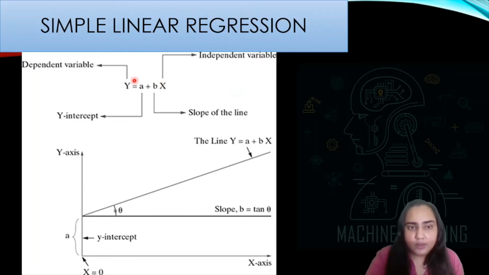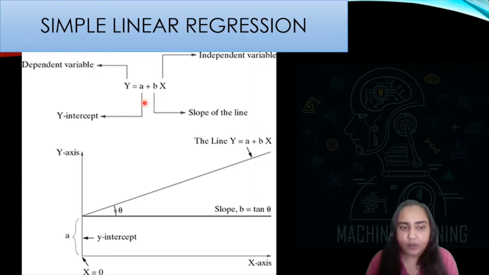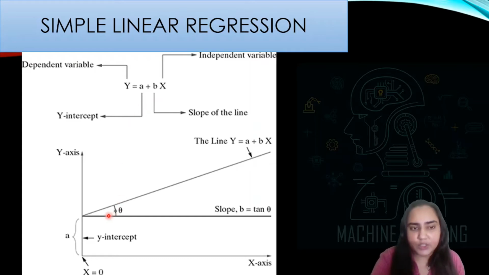And this constant a over here is known as the y-intercept. So it is where exactly the line is touching the y-axis. The b stands for the slope of the line.